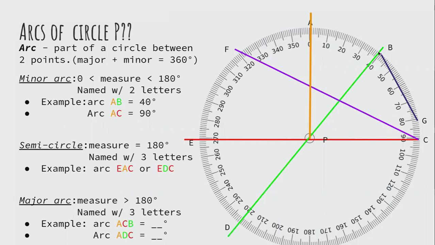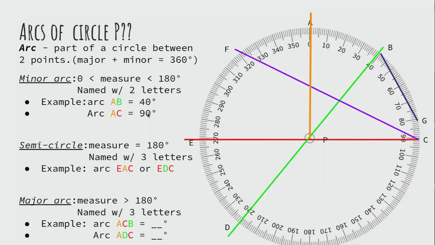My lines are a little off, but this green line should be on 40. So that's why the arc from A to B was 40. We just counted 10, 20, 30, 40. Another arc that was pointed out was the arc from A to C. Remember, we are walking outside the circle, right on the edge. It started at 0 and ended at 90, so that arc has a measure of 90 degrees.